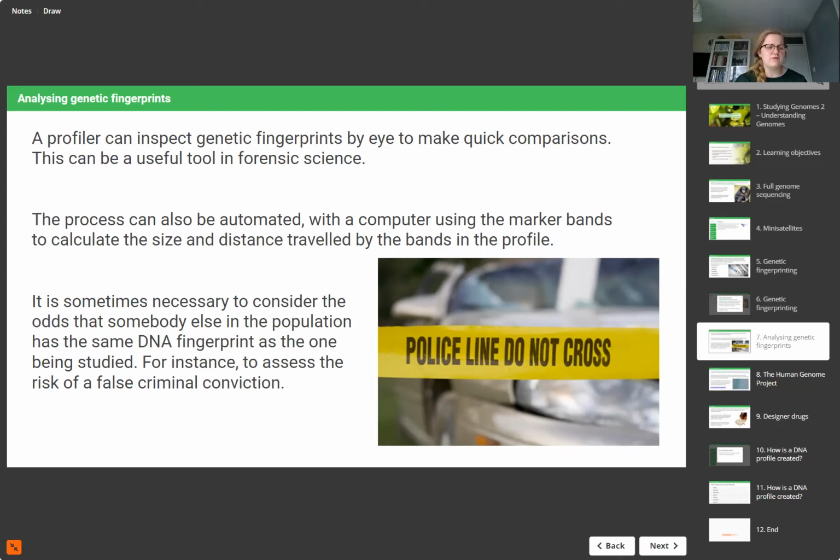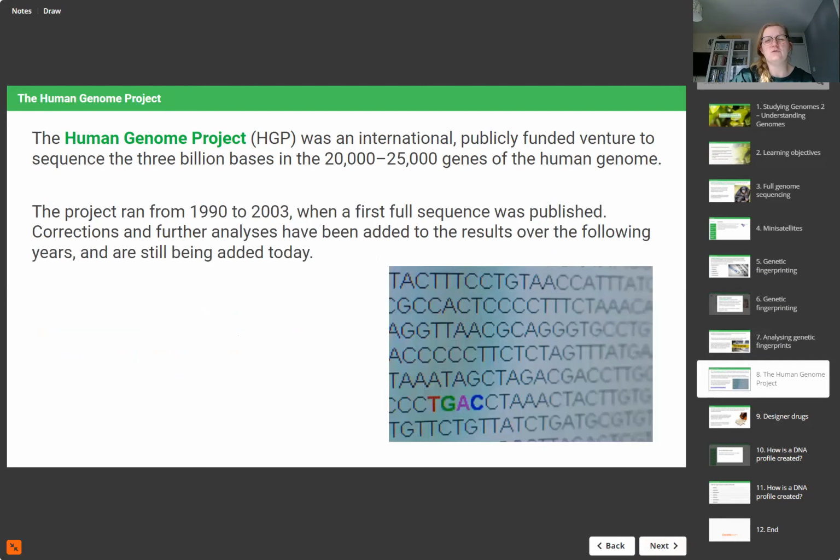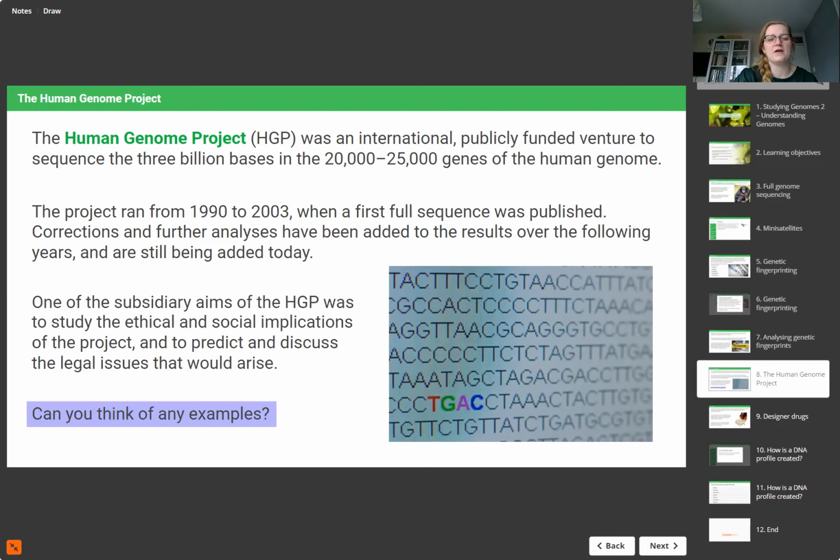I'm going to quickly go through these last few bits and then go a little bit deeper into genetic fingerprinting. So, a quick look at the Human Genome Project again. It was internationally publicly funded to sequence the 3 billion bases in the 20,000 to 25,000 genes of the human genome. It took from 1990 to 2003 for the first full sequence to be published. It was then later corrected and analysed, and analysis has been added to the results over the following years, and people still add analysis to it today.